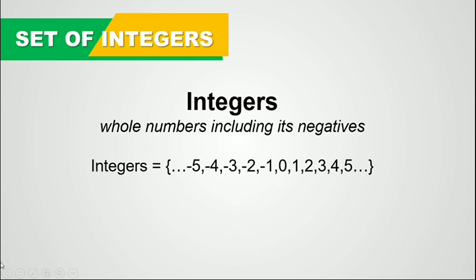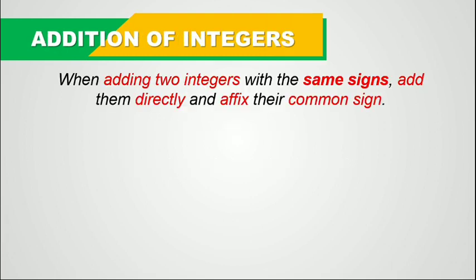Now, let's tackle the first operation of the set of integers, which is addition. Let's be familiar with the different rules in adding the same signs and different signs nga integers. First, addition of integers. When adding two integers with the same signs, take note of the word the same signs. Add them directly and affix their common sign. So ang buhaton, if ang integers kay parehas silang signs, we are just going to add them directly and kapihan na natag ilang common sign.